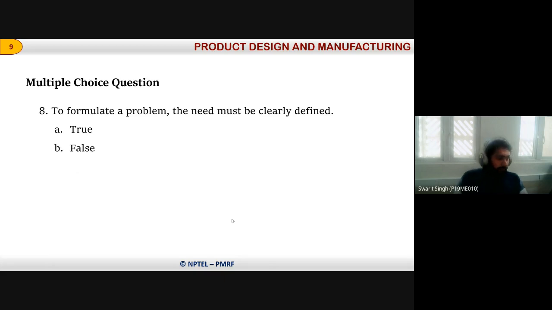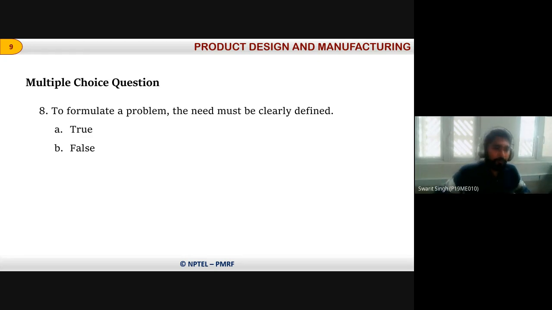Moving to question number 8, it is a true false type question. There is a statement: to formulate a problem, the need must be clearly defined. Is it a true statement or false statement? Obviously, it is a true statement. If we want to formulate any problem, first of all, a need should be there. We already know that need is the mother of invention. If there is a need for anything, only then do we think about that invention, right?